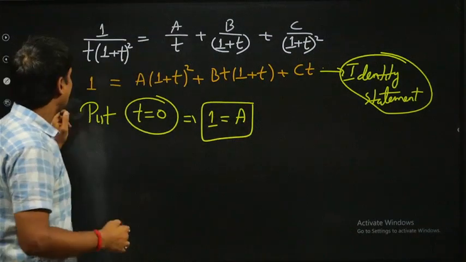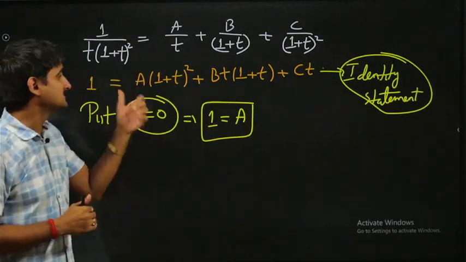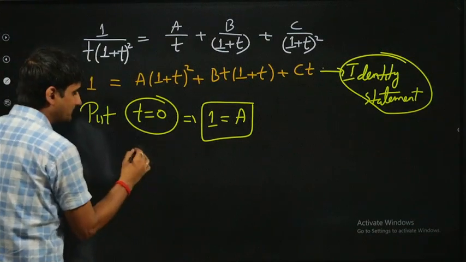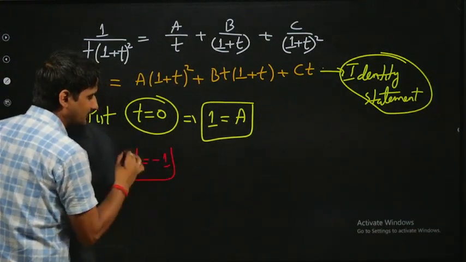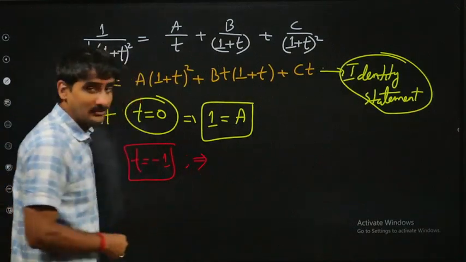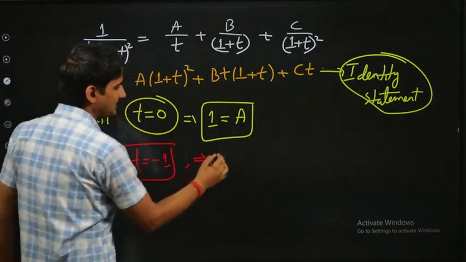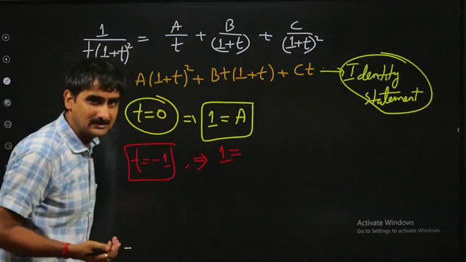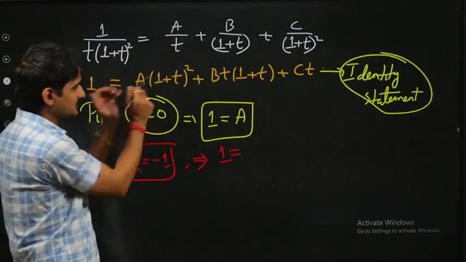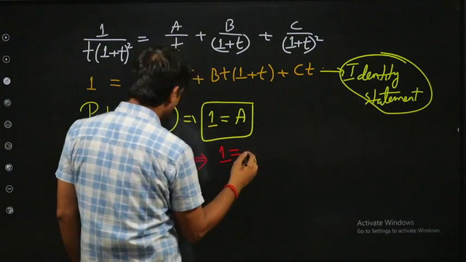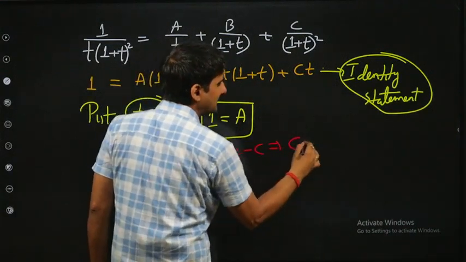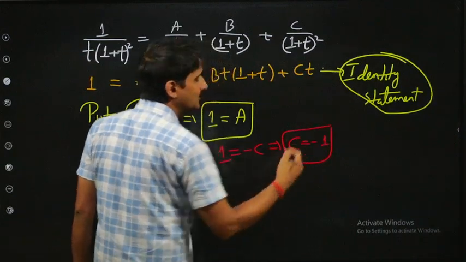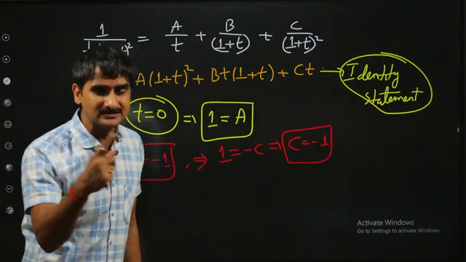Now the second linear factor, which is 1 plus t, equated with 0. So put t is equal to minus 1, the second root of the linear factor of the denominator. Again we don't have any t in the LHS, so it remains 1. In the RHS, this is 0, this is 0, so we got minus c. So c is minus 1. We got the values of two unknowns directly in a single step.